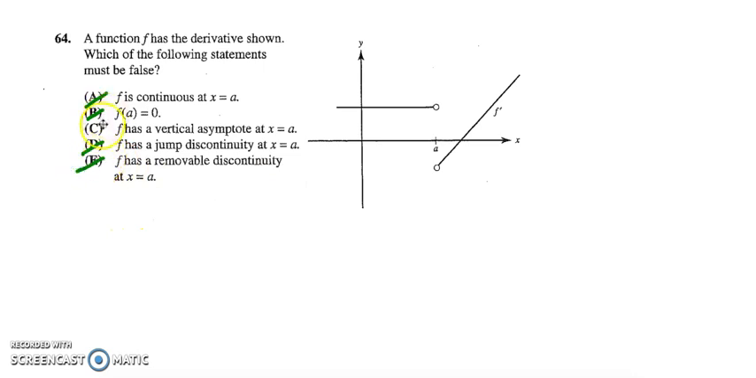The one that we know is false is C, because if f had a vertical asymptote, its derivative would have gone up to infinity, down to negative infinity, up to infinity, something like that. You would have seen some asymptotic behavior also on the derivative. So we know that there was no vertical asymptote at a.